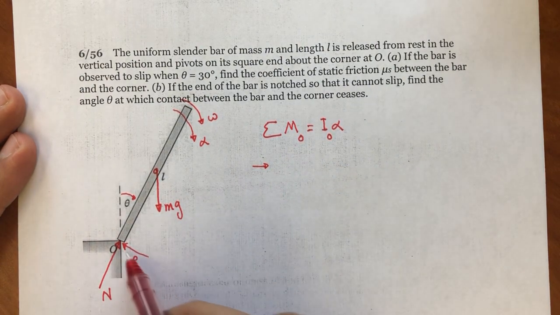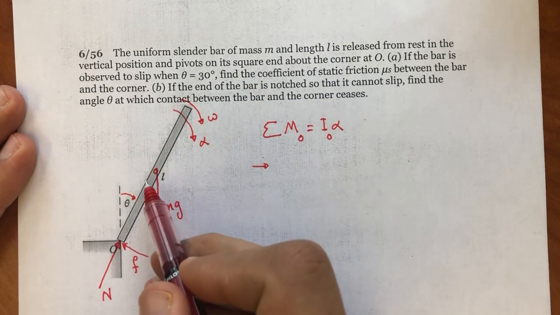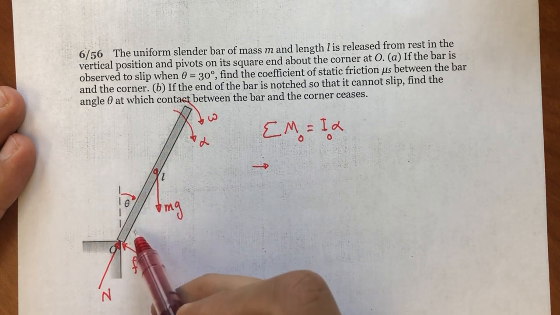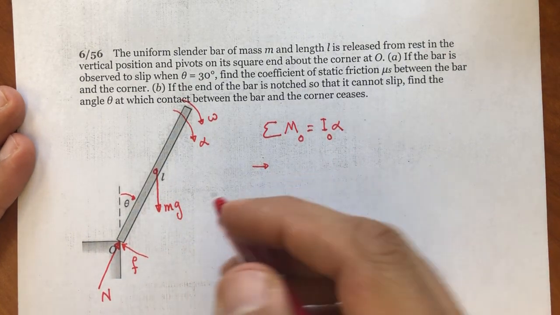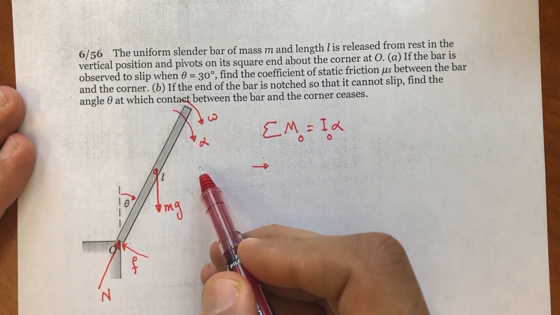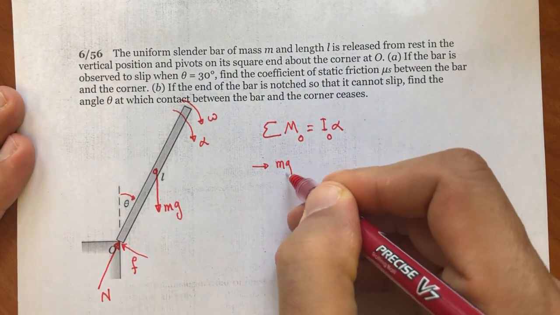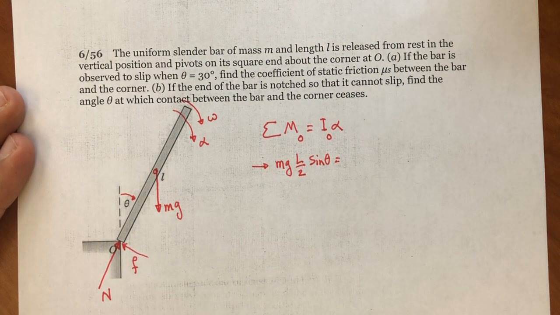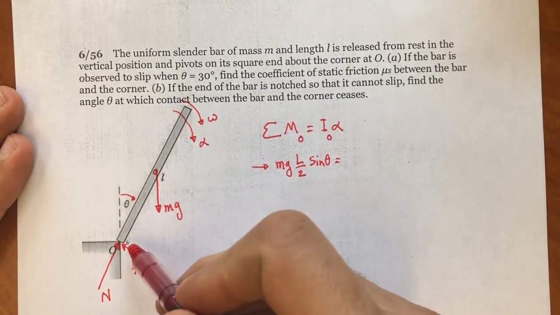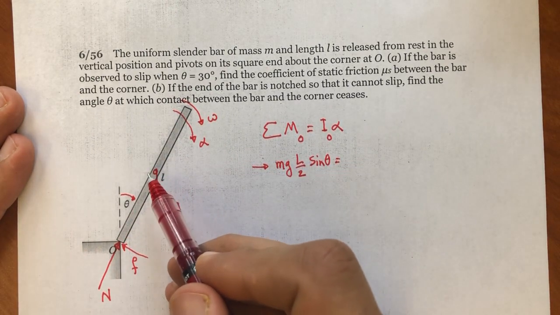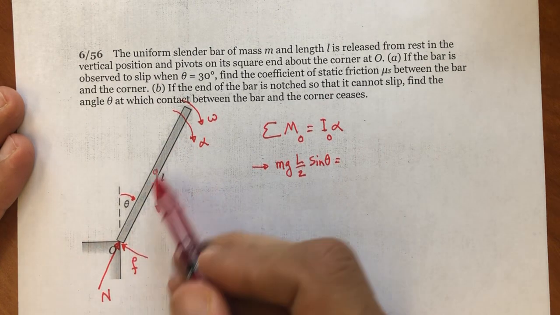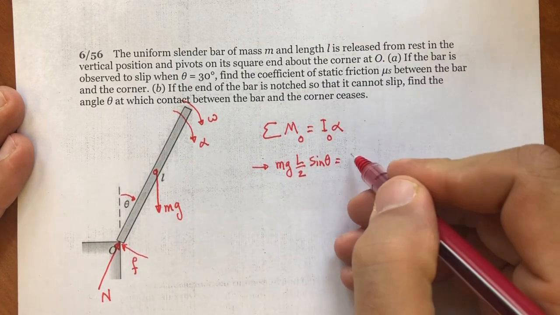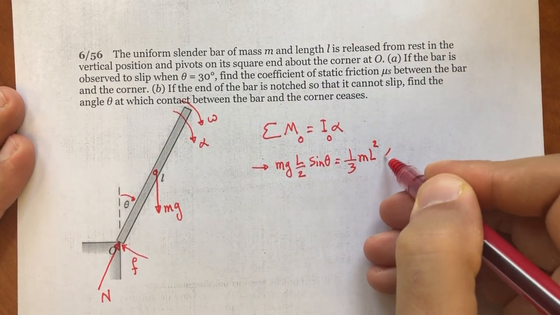For the moment about O, these two forces are not making any moment about point O. The only force that makes a moment about point O is mg, and its moment is mg times half of L times sine of theta. It is in the direction of alpha, so I'm going to consider this clockwise direction positive. So mg L over 2 times sine of theta is equal to I_O times alpha. For a bar, the mass moment of inertia about the center is 1/12 m L squared. The mass moment of inertia about one corner is 1/3 m L squared. So I_O is 1/3 of m L squared times alpha.